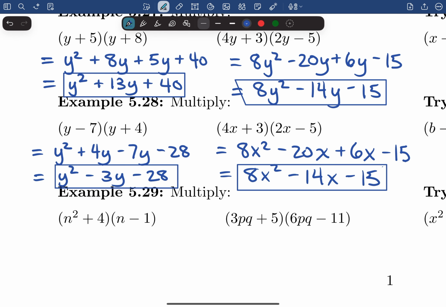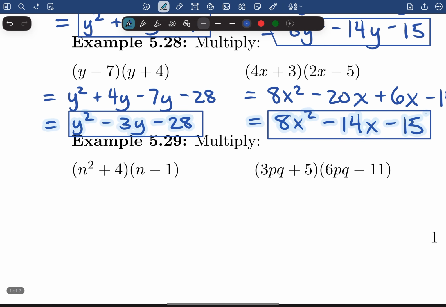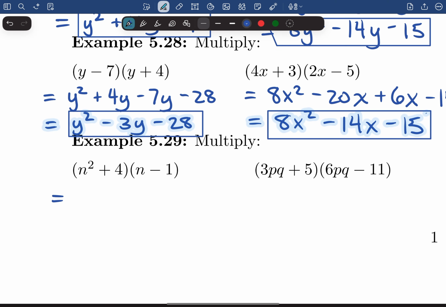Now, let's go ahead and look at some more complicated binomials being multiplied together. And so here I have n squared plus 4, that's the first binomial, multiplied by n minus 1. We're going to use the same foiling. All right, so everything's the same. N squared times n is n cubed. Let me help you with that. That's n to the second power times n to the first power.